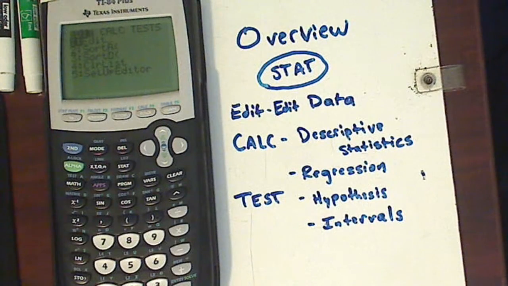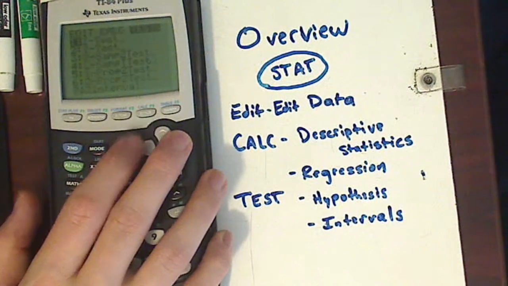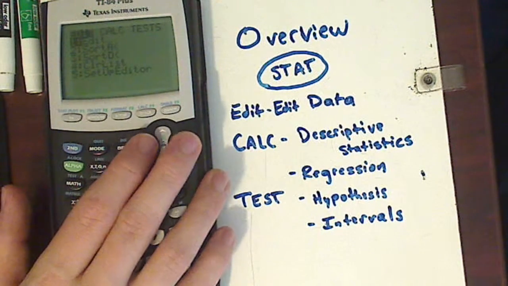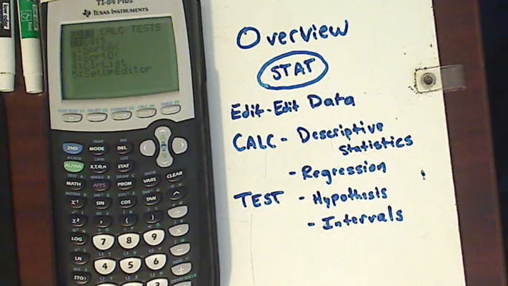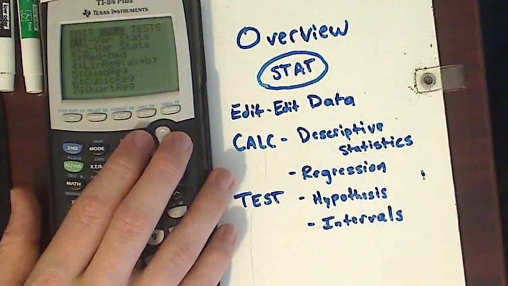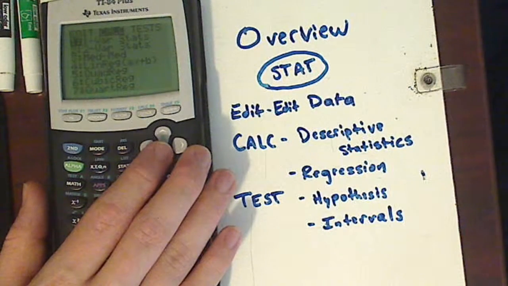Now let me click on it. Then you're going to have some options on top. You have Edit, Calc, Tests. Under Edit, for number one, you have Edit. What that does is you can input your data. Under Calc, you have one variable stats. That one variable stats is going to give you some descriptive statistics.